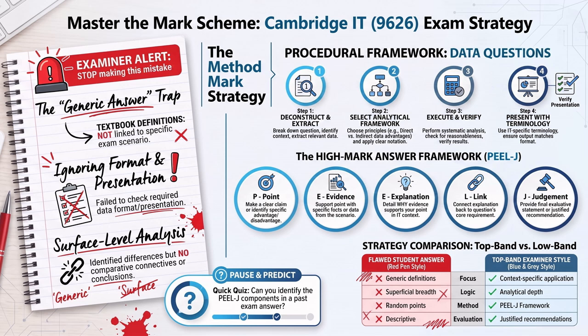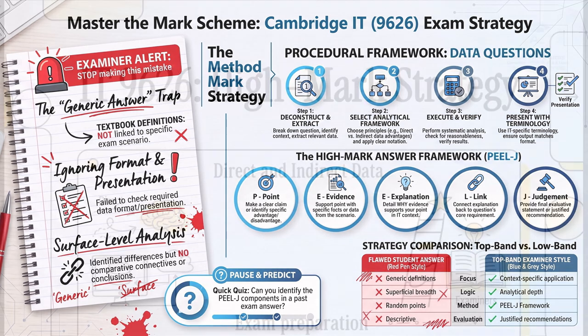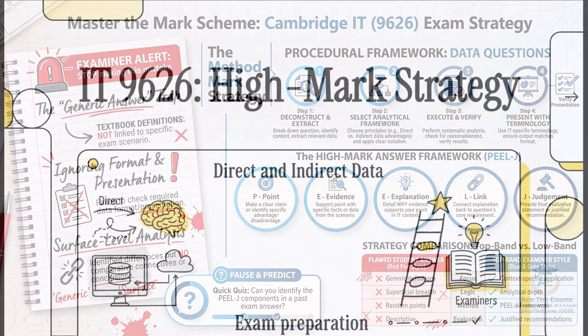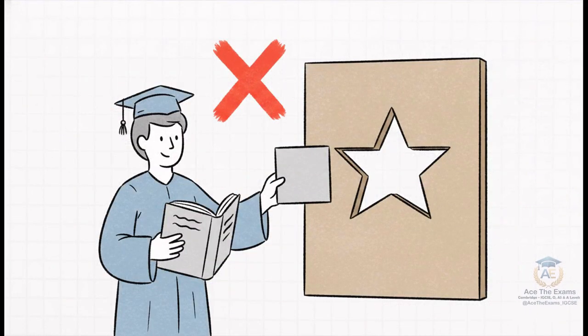Information Technology 9626. Topic 1.1, High Mark Exam Strategy. Picture this. You are sitting in the exam hall, and you write down the exact, flawless, textbook definitions of direct and indirect data. You think you've nailed it, right? Wrong. This one tiny, incredibly painful mistake is literally costing students massive points. It's giving a completely generic answer that completely ignores the provided scenario.